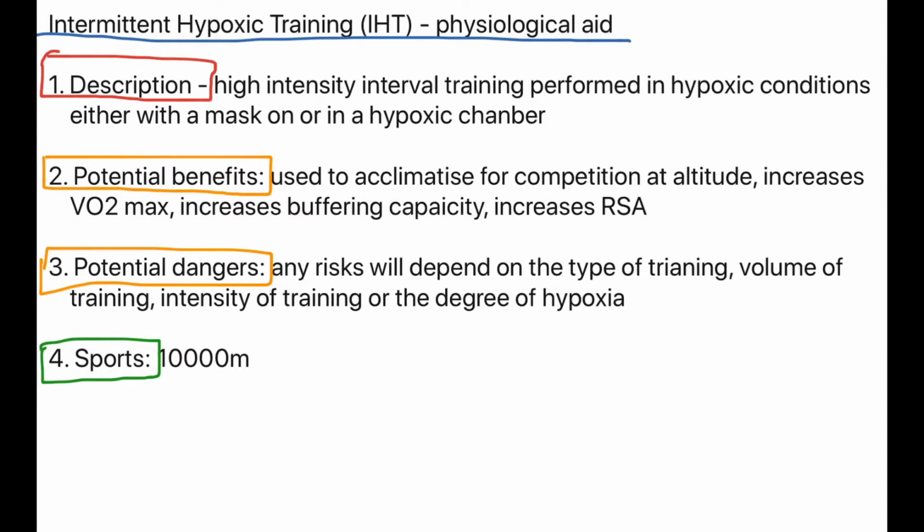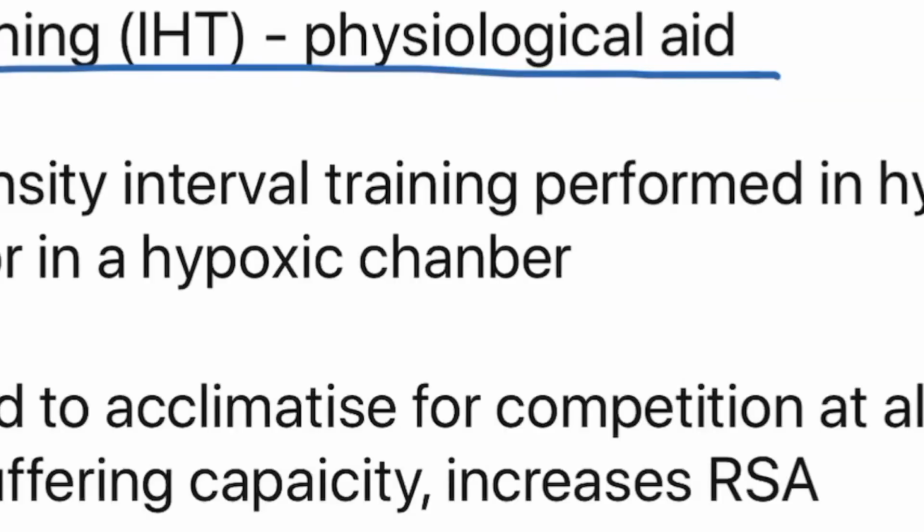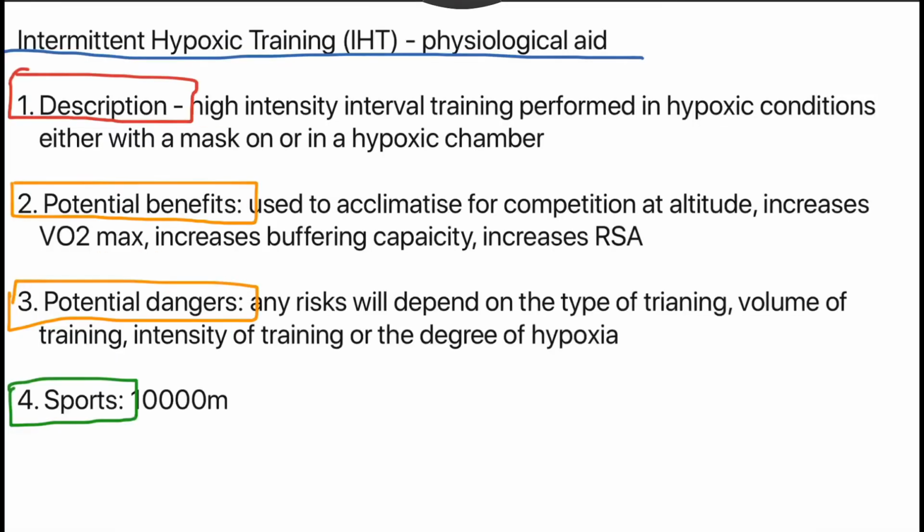Intermittent hypoxic training, or IHT. So basically, this is high-intensity interval training performed in hypoxic conditions with either a mask or in a hypoxic chamber. The potential benefits of IHT is used to acclimatise for competition at altitude, and it also helps increase your VO2 max, and it will improve your buffering capacity, and it can also increase your repeated sprint ability, or RSA.